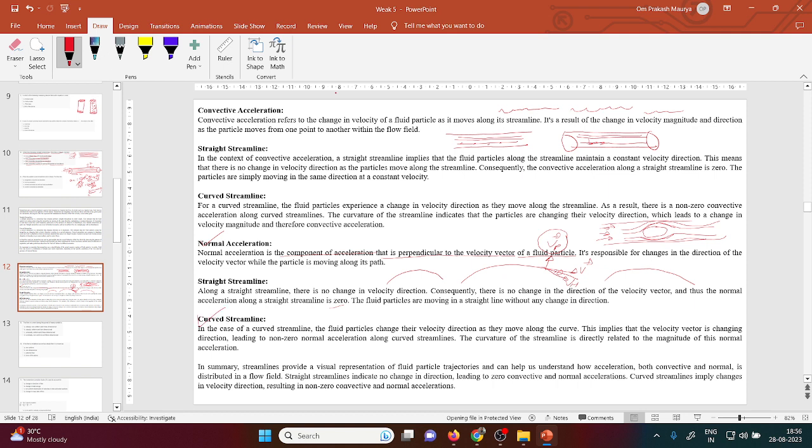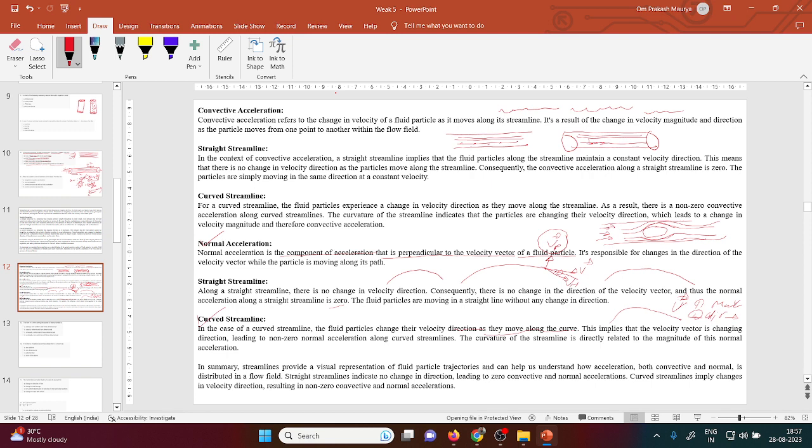In the case of a curved streamline, the fluid particles change their velocity direction as they move along the curve. When the fluid particle is moving like that, the velocity has direction as well as magnitude. If the magnitude is 4 and the direction is this direction, the flow is moving in this direction.